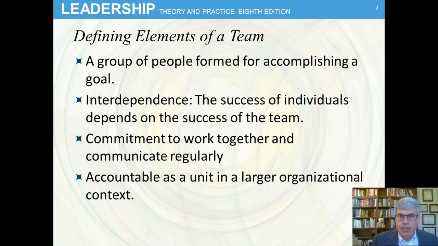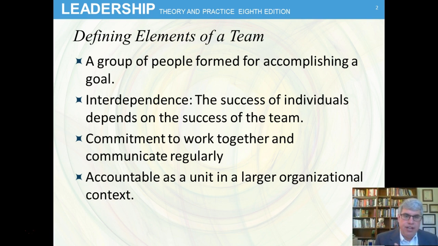Now there are several characteristics of what's necessary in a team. First of all is the idea of interdependence: the idea that the success of individuals depends on the success of the team. If one individual can get everything right and be successful but the others fail, that's not really teamwork. It's got to be that the success of everyone depends on the success of the team as a whole. Secondly, there needs to be a commitment to work together and to communicate regularly. If there's not that commitment to communicate, to collaborate, to coordinate, that's not a team either.